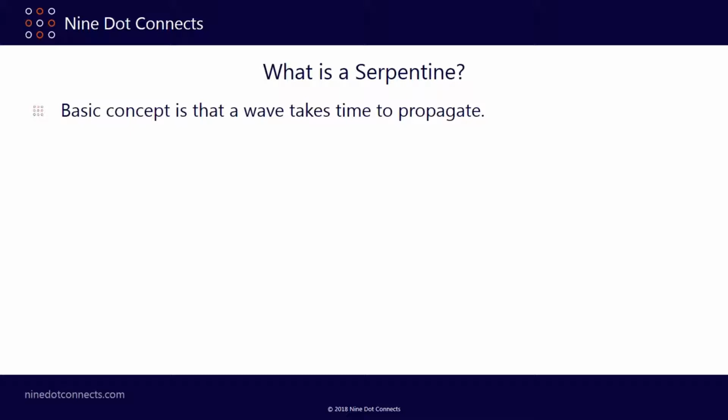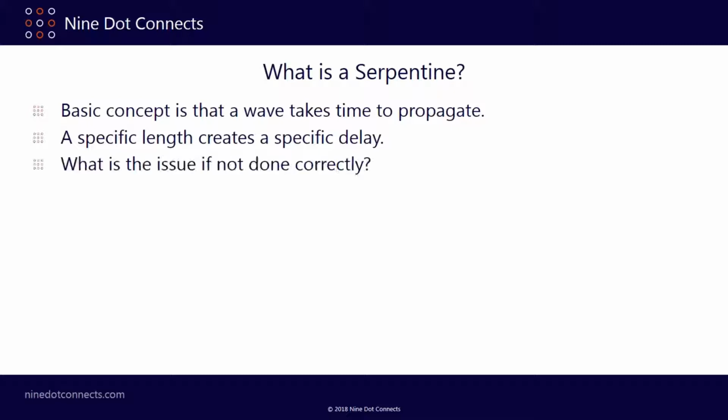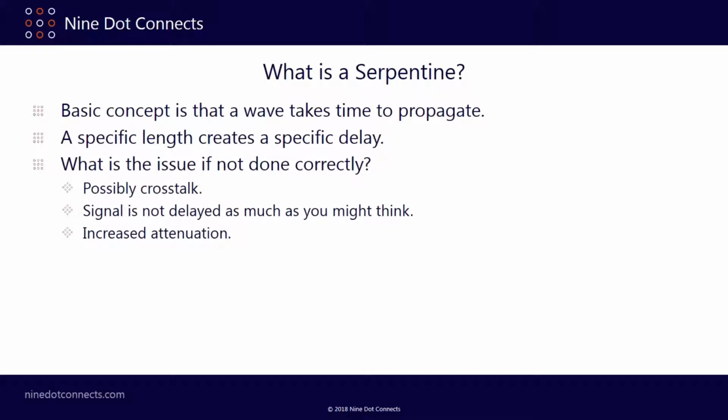As we talked about last week, the basic concept is that it takes time for a wave to propagate through a board material, and so we have to deal with that. We also realize that the specific length is going to create a specific delay. So what is the issue if it's not done correctly? If it's not done correctly, you can create crosstalk. Crosstalk can be detrimental to the signal on the victim line that you're trying to use. You can induce noise in that, so the victim is not going to act properly.